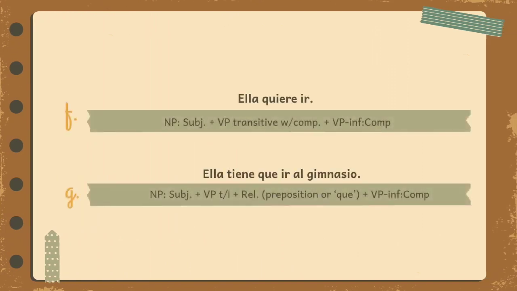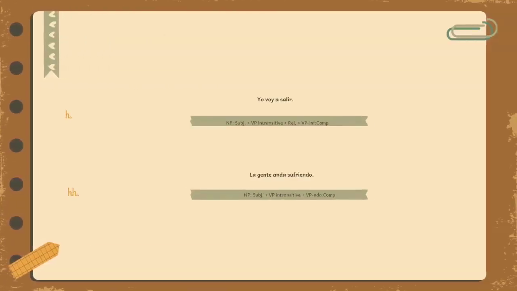F. Ella quiere ir. Noun phrase as subject, verb phrase transitive with complement, and verb phrase infinitive as a complement. G. Ella tiene que ir al gimnasio. Noun phrase as subject, verb phrase intransitive followed by relator plus infinitive, preposition or que, and verb phrase infinitive as a complement.